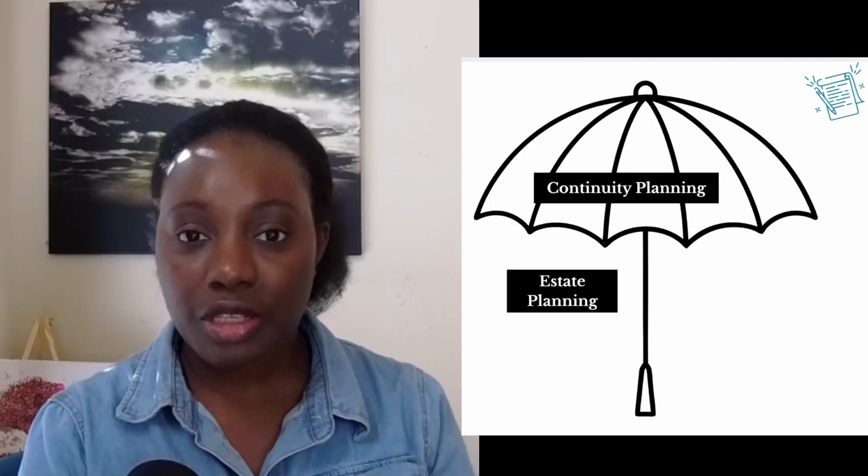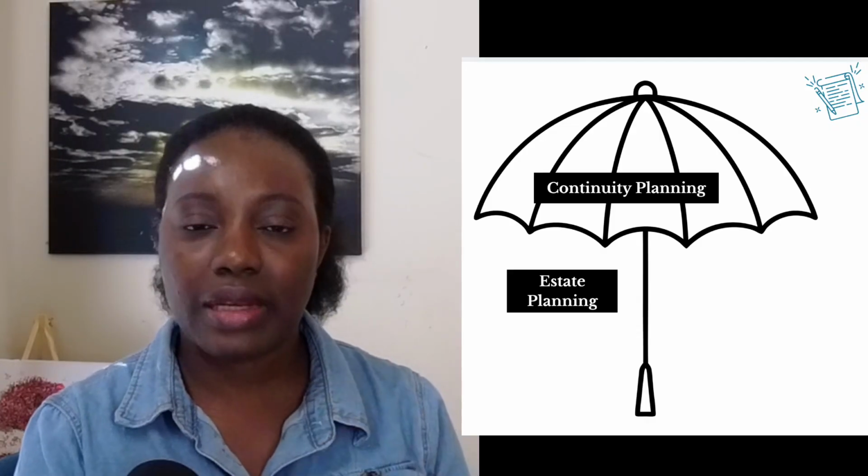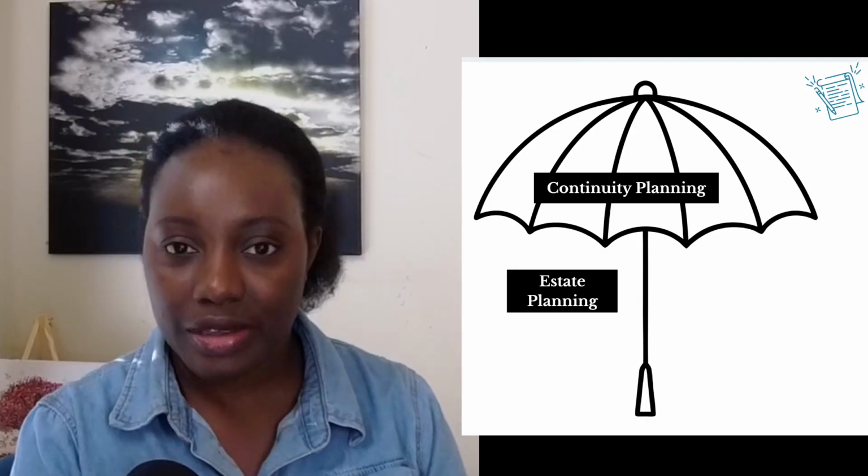So now that we know what estate planning is and what continuity planning is, how exactly are these concepts related to each other? To do this, I'm going to use the visualization of an umbrella. So here you have your umbrella, and written on it is the term continuity planning. And under continuity planning is estate planning. Now I'm going to explain the reason they are ranked this way.